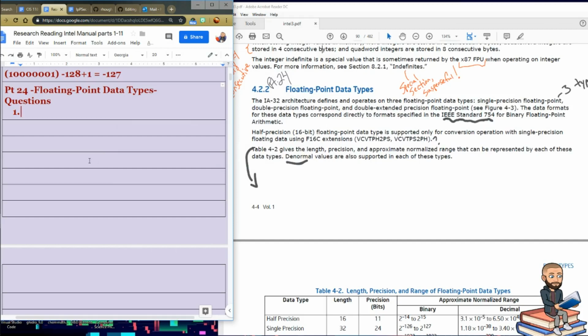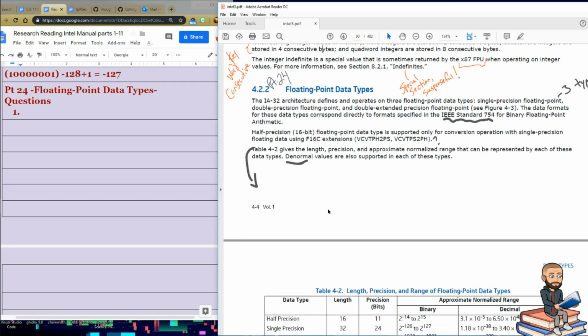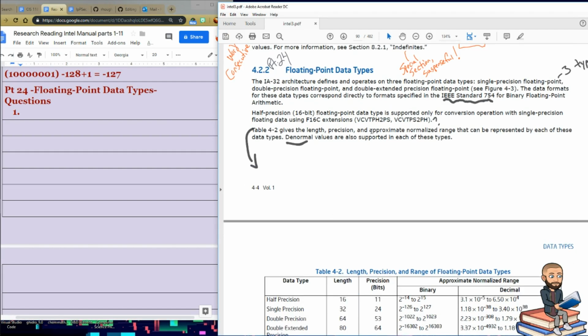Okay, the objective today is to explain what the Intel manual says about floating point data types. So in the last video, we talked a lot about integer types, there being a negative and a positive one. These are also known as signed and unsigned.